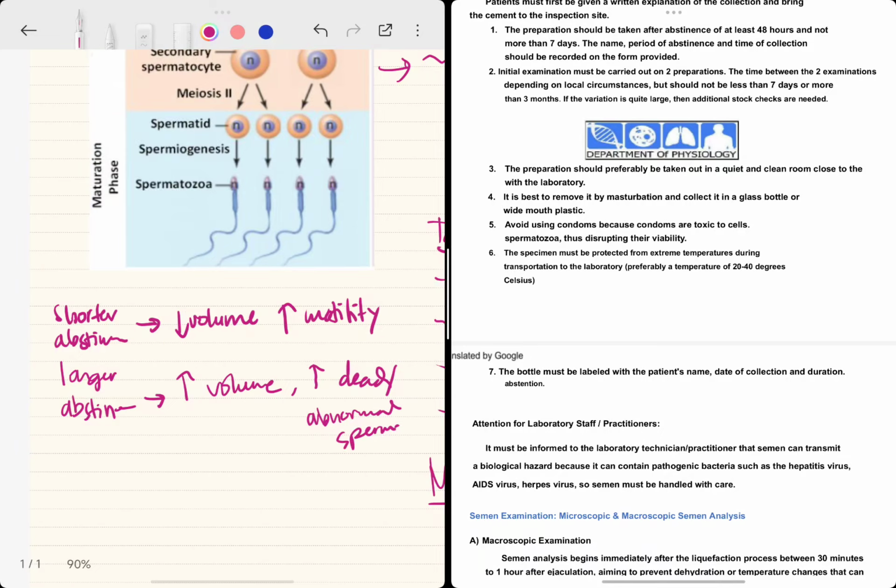Okay, and then it says they also need to avoid using lubricants, saliva, or soap, because all of those things could make the sperm dead. And also it says that we need to protect them from extreme temperatures. The ideal temperature is 20 to 40 degrees Celsius, but if it's below that, it could have some kind of effect.